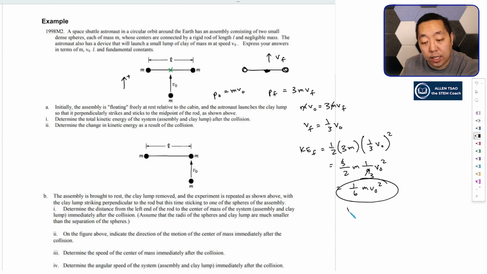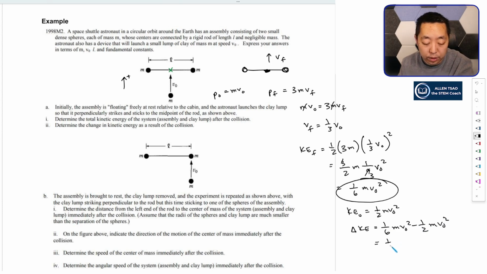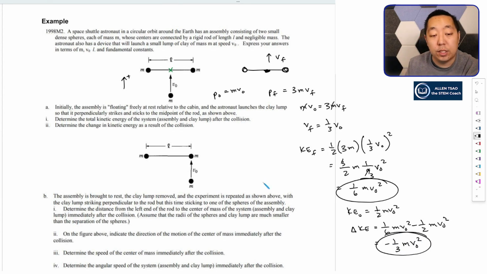Determine the change in kinetic energy. Well, the initial kinetic energy was 1/2 m v0 squared, because we just had this guy moving. So the change in the kinetic energy is 1/6 mv0 squared minus 1/2 mv0 squared. So 1/6 minus 1/2 is negative 2/6, negative 1/3. You can use a calculator for that. I'm just a little bit lazy. So that's how much energy we lost in the collision, and that's due to the fact that the clay deformed, it got stuck to it, the physical damage, deformation, okay?